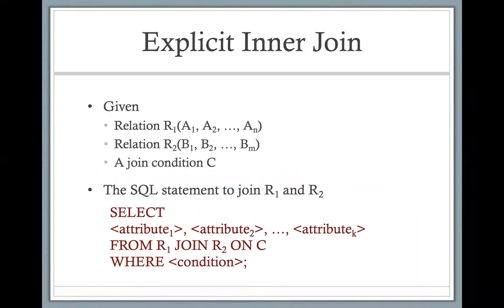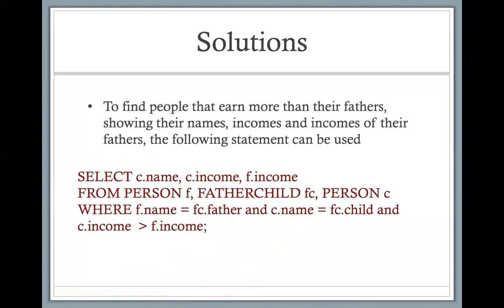I can also do inner join explicitly. Why do we have 2 person instances? Because I need the income of the person, the income of the child, and the income of the father. How do I get these 2 incomes? I have to join twice with person, once for the father and once for the child. That's why I have the person twice. Other questions, guys?